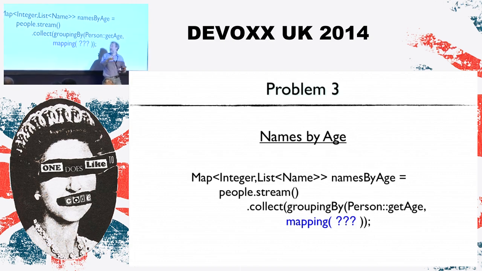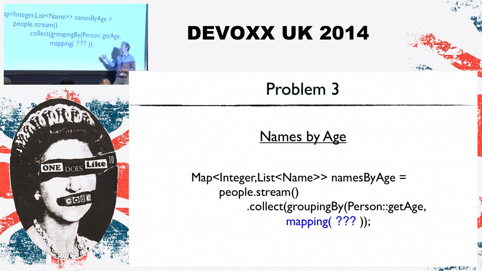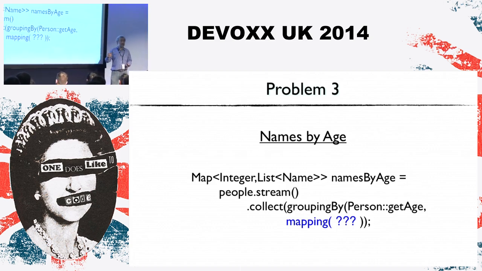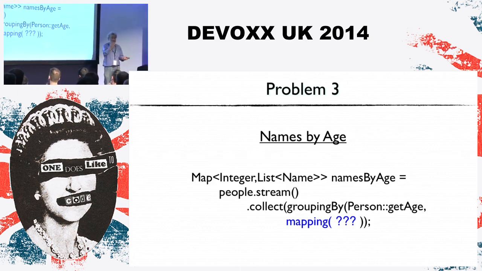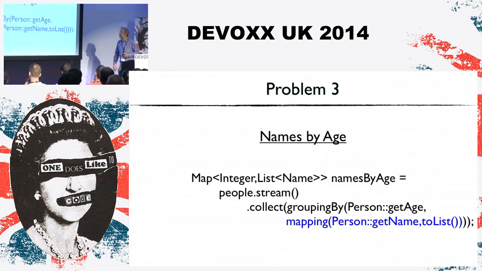So what we get from this at the moment is a stream of person. So we need to map that into a stream of name. Right, I'm just repeating what you've already told me.